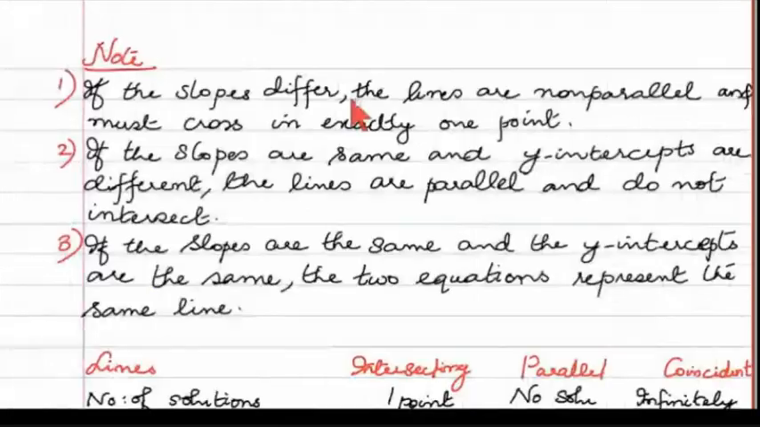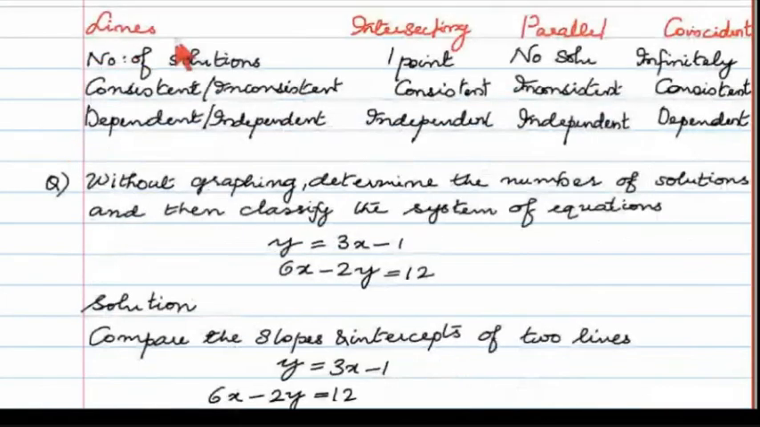If the slopes are different, the lines are non-parallel and must cross in exactly one point. If slopes are the same and y-intercepts are different, the lines are parallel and do not intersect. If the slopes are the same and the y-intercepts are the same, the two equations represent the same line. So we are having some situations. Lines are intersecting, parallel or coincident. So the number of solutions in this case is 1. In this case there will be no solution. Here we will get an infinite number of solutions.